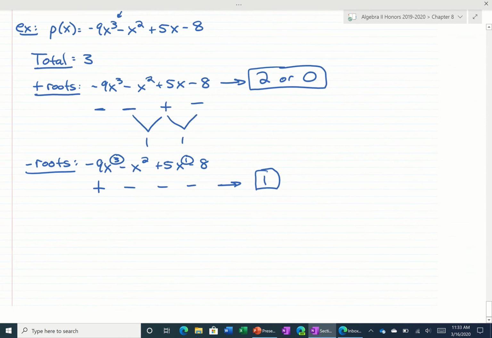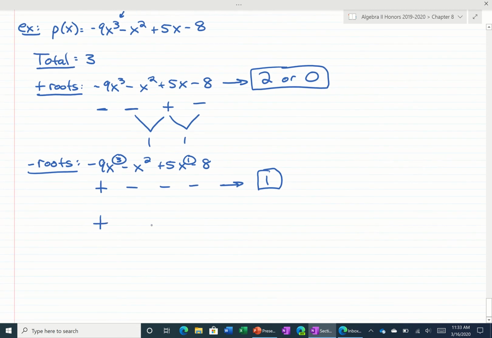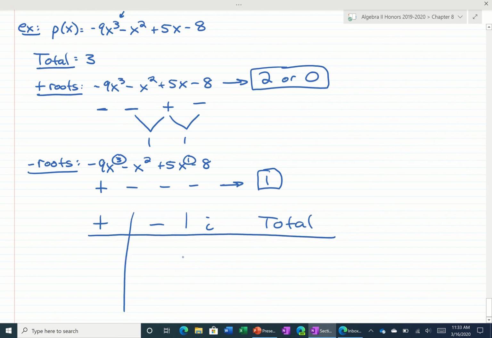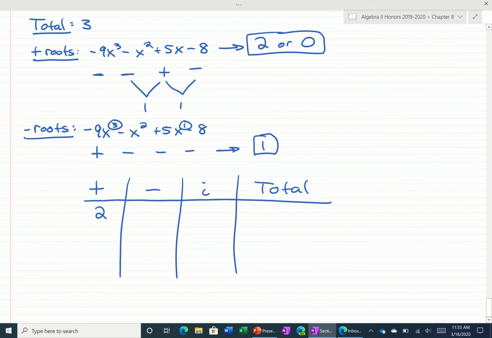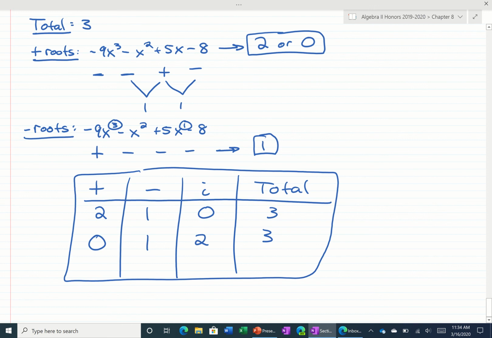So going back to our table, when we list our positive, negative, imaginary, and total, remember we said there's supposed to be 3 total roots. Well, if there's 2 positive, there's 1 negative. We have to get a total of 3, so we would have no imaginary roots in that scenario. We could also have 0 positive and 1 negative, which would give us 2 imaginary or 3 total. This would be the best answer.